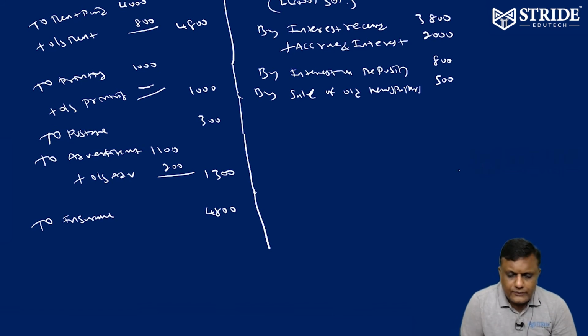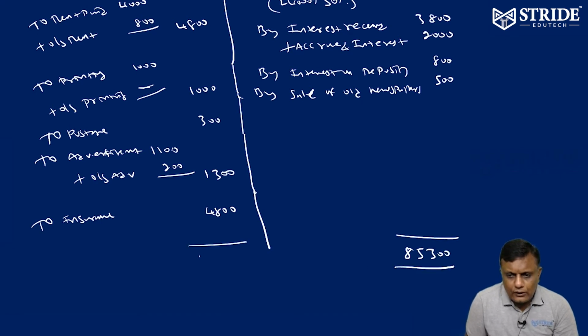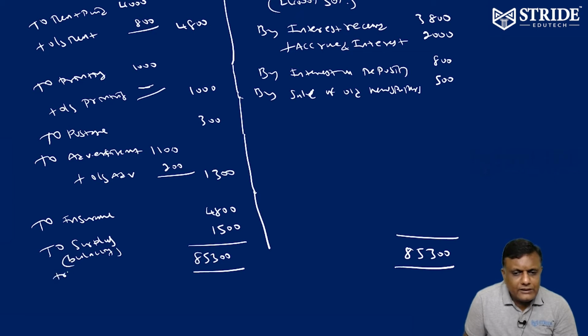So the total comes around 85,300 here. Here also 85,300 will come. So the missing figure is the surplus. Surplus is supposed to be 1,500. Okay. This is a balancing figure. This surplus will be transferred to capital fund.